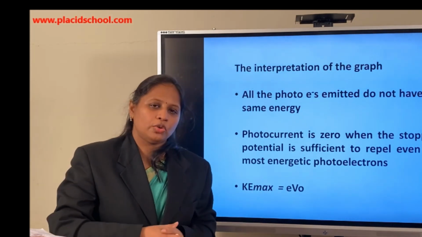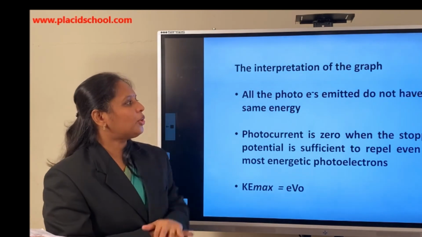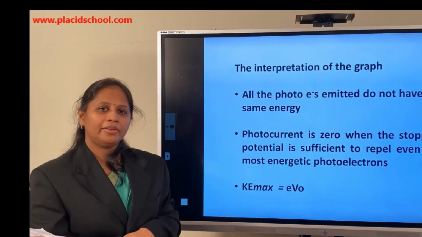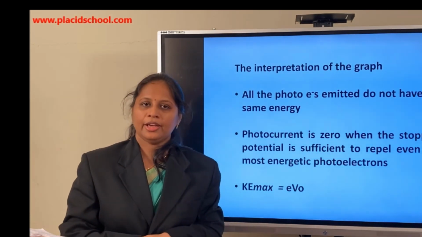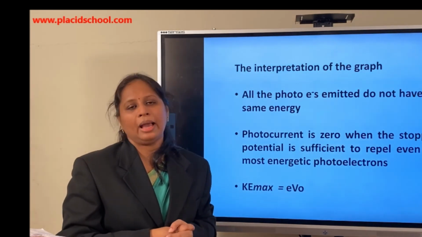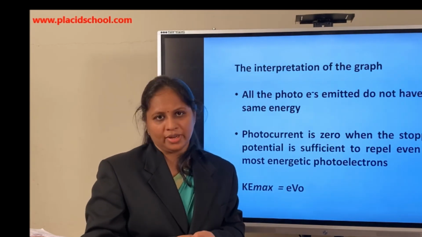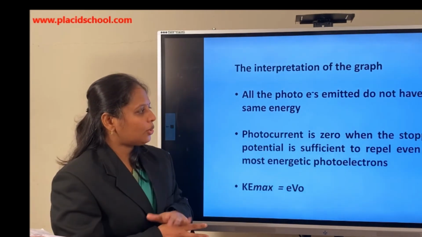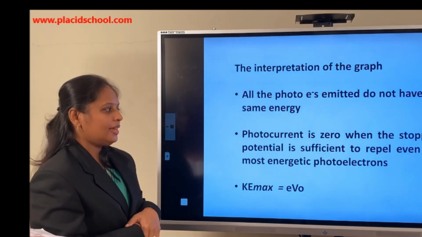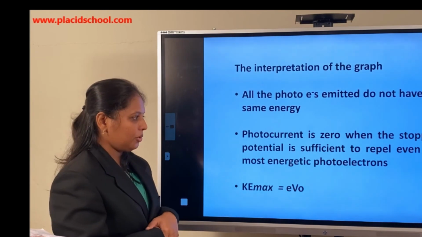What interpretation or conclusion can we make from this graph? We know that all the photoelectrons do not have the same energy. If all the photoelectrons emitted had the same energy, what will happen? When the negative potential is given, the current will drop to zero all of a sudden. The photocurrent is zero when the stopping potential is sufficient to repel even the most energetic photoelectrons.